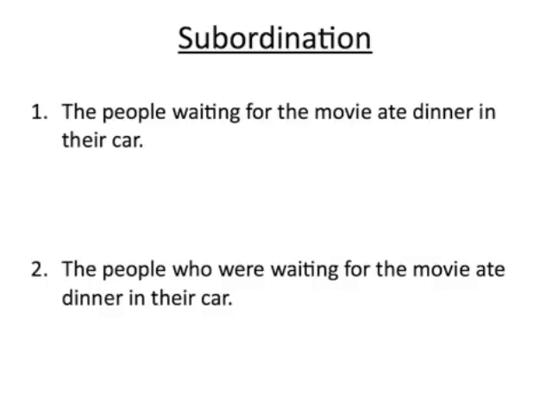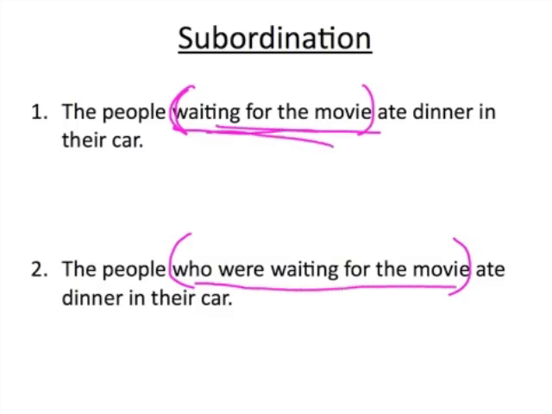Okay, so they're eating dinner in their car, waiting for the movie to begin. But look at these two sentences. What do you see that's different? In number one we have waiting for the movie. And in number two we have who were waiting for the movie. In each case, you can see that the independent clause is really the people ate dinner in their car. That's true for both. So what's different about the subordinating structures waiting for the movie and who were waiting for the movie?